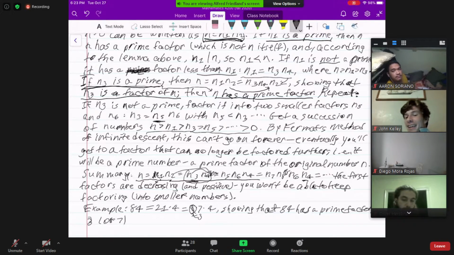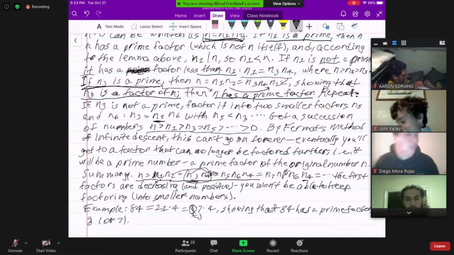Or 7. Or if you worked with the 4 or 2. So that's all I'm doing. I'm starting with a number. If it's not a prime, it breaks down into 2 smaller factors. Look at one of them, say the first one. If that's a prime, you're done. If it's not a prime, break it down into 2 smaller factors. So now you've gotten an even smaller factor, which is still a factor of the original number. And if it's a prime, you're done. If it's not a prime, keep on factoring.